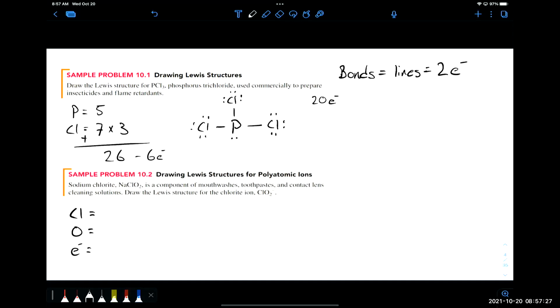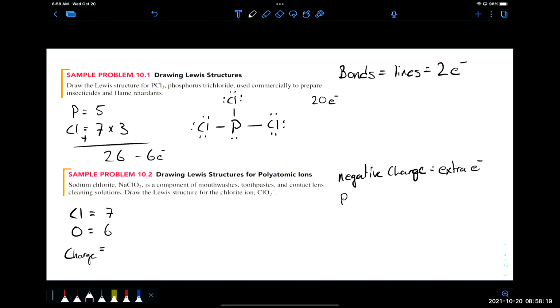So how many valence electrons does chlorine have? Yep, 7. What about oxygen? Be 6. And then this last one, let's call this charge. Because we have this charge, that's a negative charge, it indicates 1 extra electron. It's going to equal extra electrons in general.